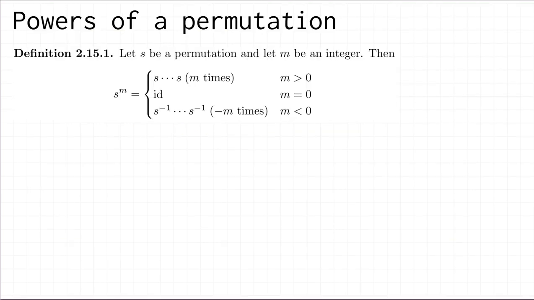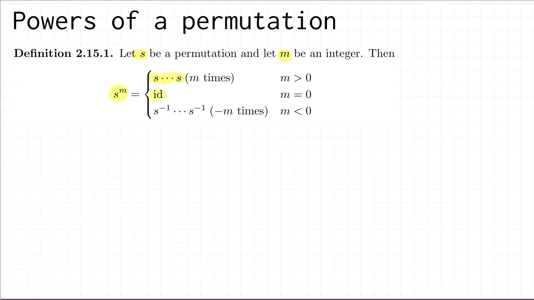So here is the formal definition of a power of a permutation, but all it does is exactly what I did for powers of 2 on the previous slide. If you've got a permutation s, and if you've got an integer m, so positive or negative, then we define s to the power m to mean, well, what it means depends on whether m is positive or 0 or negative. If m is positive, then we define s to the power m to be s composed with s composed with s composed with s, m times.